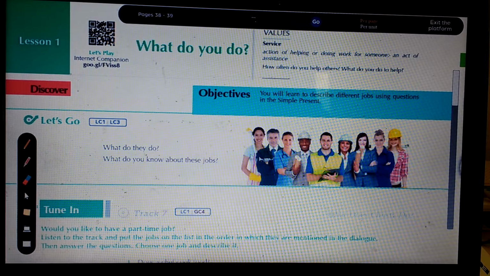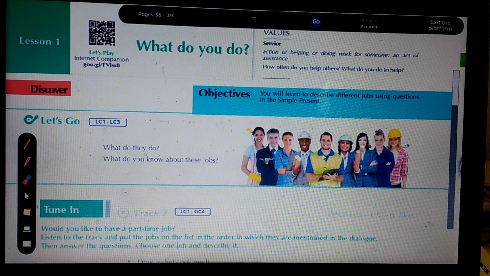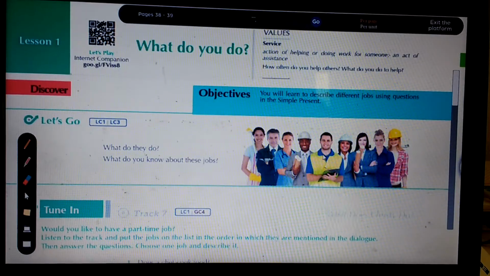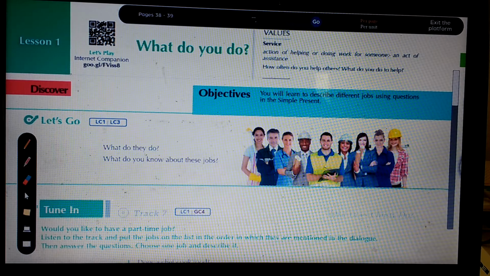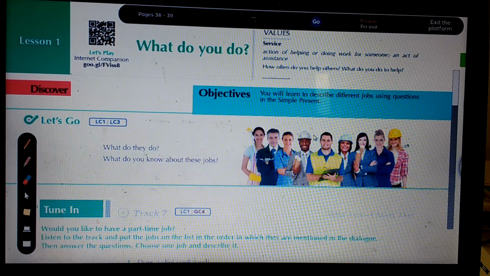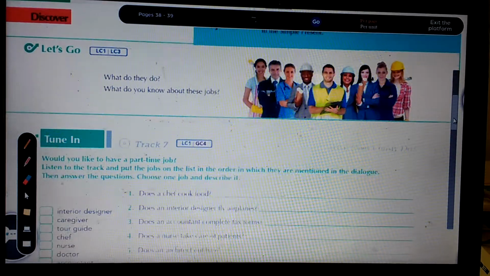And we have a picture of different people that seem to have different jobs. Like, for example, she looks like a doctor or a nurse. Maybe he's a lawyer or a judge. Maybe he's an architect, or a caregiver. We don't know, but this is a lot of people with different kinds of jobs. And then we have the first activity that you're going to do.